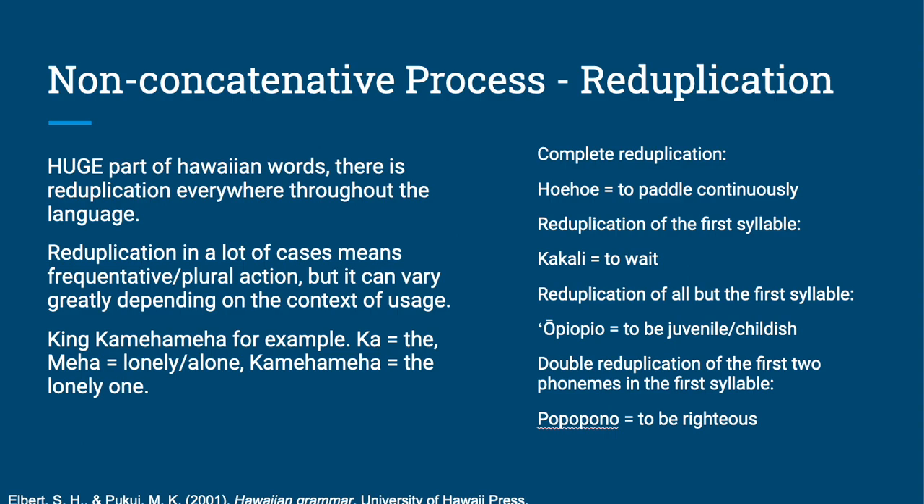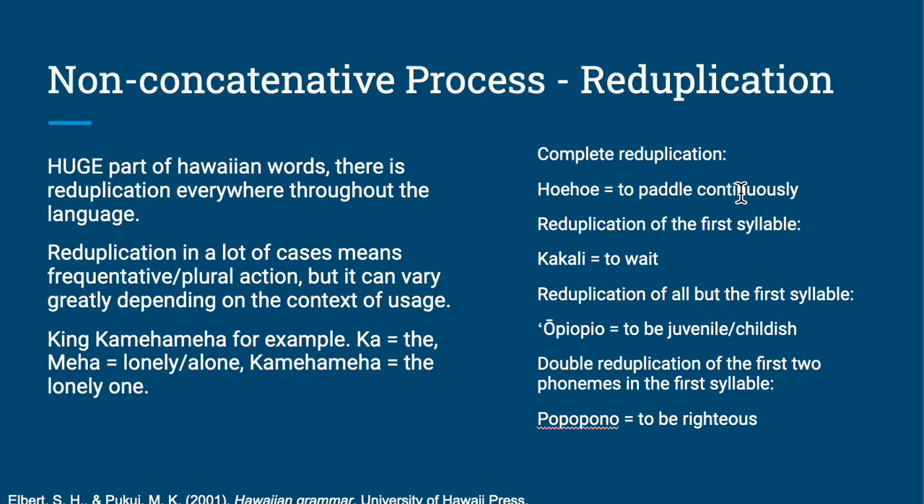So, the non-concatenative process of reduplication is here. It's a huge part of Hawaiian words, and there's reduplication everywhere. As we can see, we have complete reduplication, reduplication of the first syllable, of all but the first syllable, and double reduplication. That's interesting. So a lot of the time, it means frequentative / like plural action, but it can vary greatly depending on the context of the usage. It can change like all the time. So it doesn't always mean that.